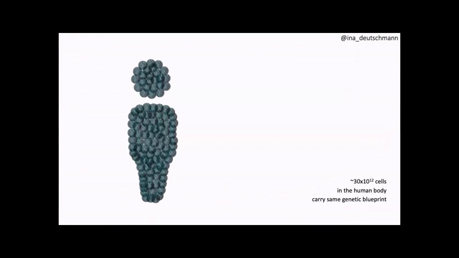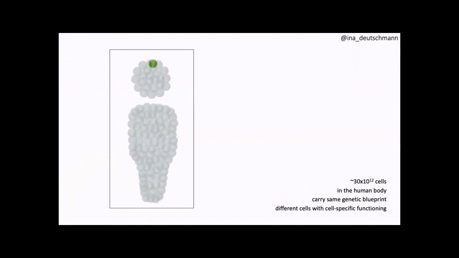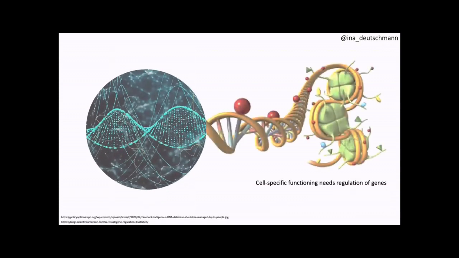Our body consists of a lot of cells, and each of the cells carries the same genetic information. We have many cells and many different types of cells. And we know a brain cell is very different than a cell in a muscle. The different cells have cell-specific functions, and cell-specific functioning requires each cell to regulate its genes. Some genes are turned on, and a lot of genes are turned off.